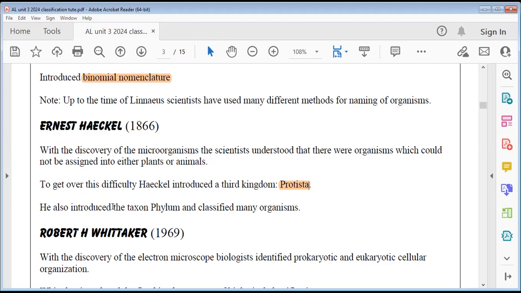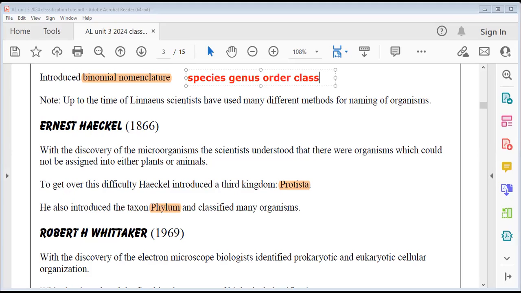Thereafter, another thing he did. He is the man who introduced the new taxon called phylum. Now the hierarchy was further extended. Understood? With the phylum introduction, the hierarchy is coming. Species, correct? Genus, order, class, phylum, kingdom. This way, it was extended.